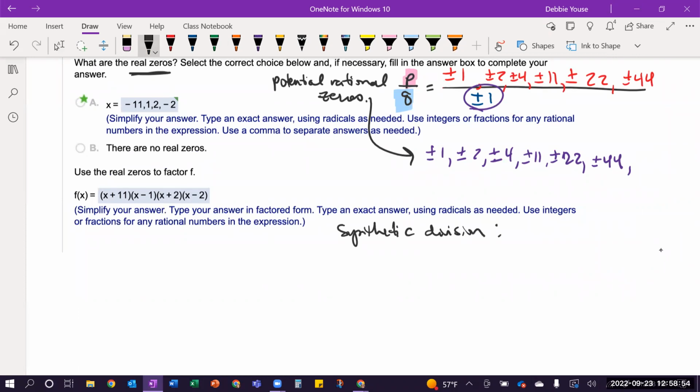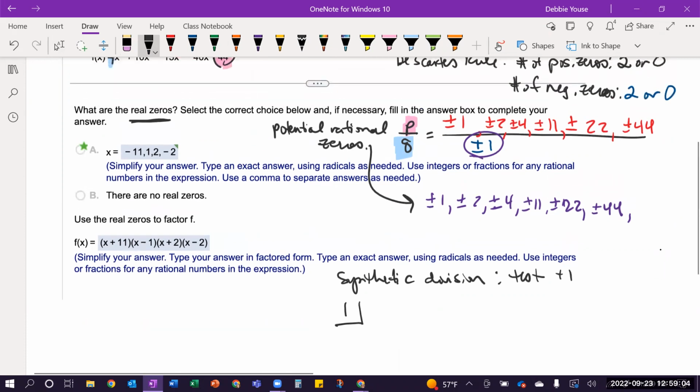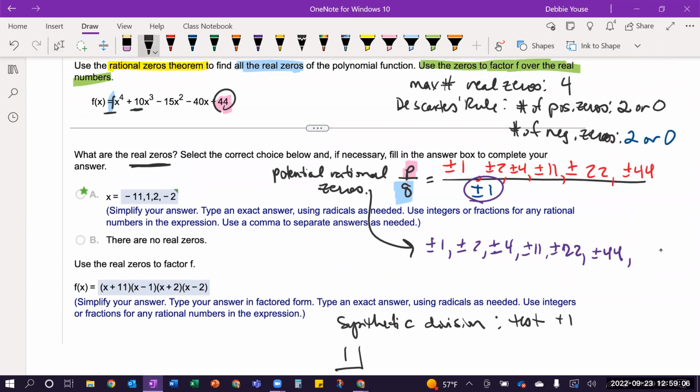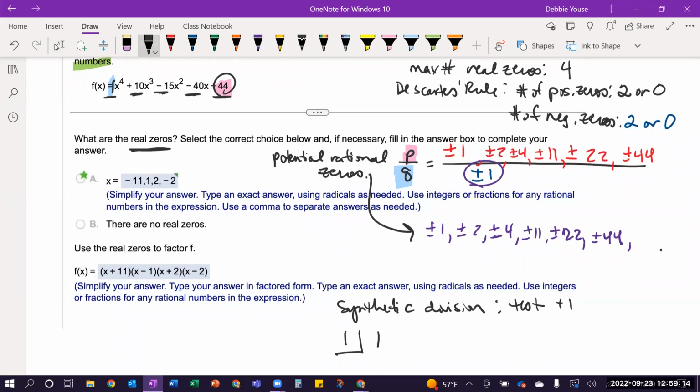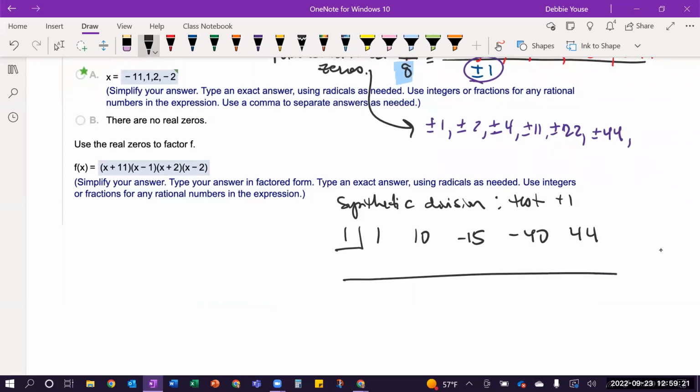And so let's say I start testing +1. So I'm going to put +1 in a box, and I'm going to write the coefficients from my polynomial in descending order, including any skipped terms with a 0, from left to right. So that's going to be 1, 10, -15, -40, +44. And we bring down the first number, then we multiply by the number in the box that we're testing, that's 1, and it goes into the next column.